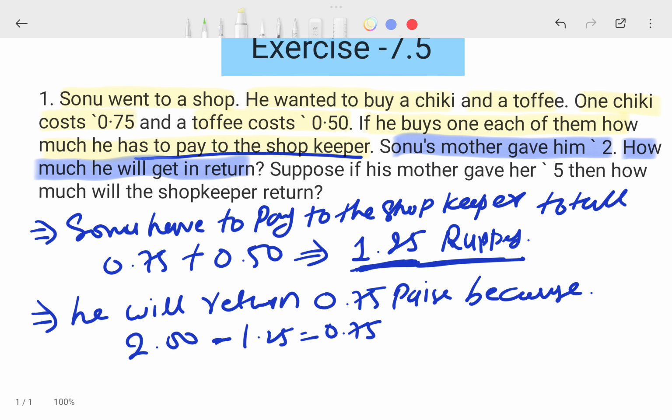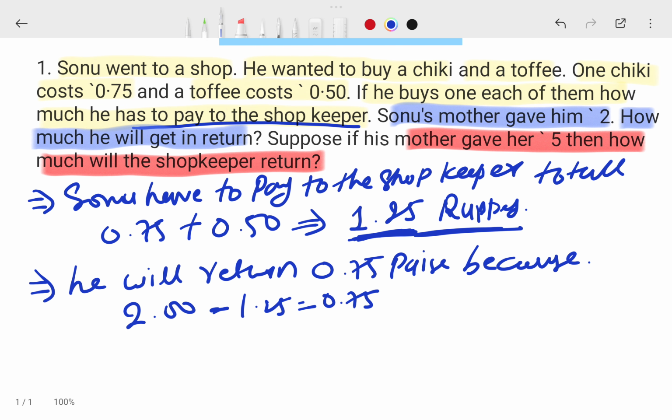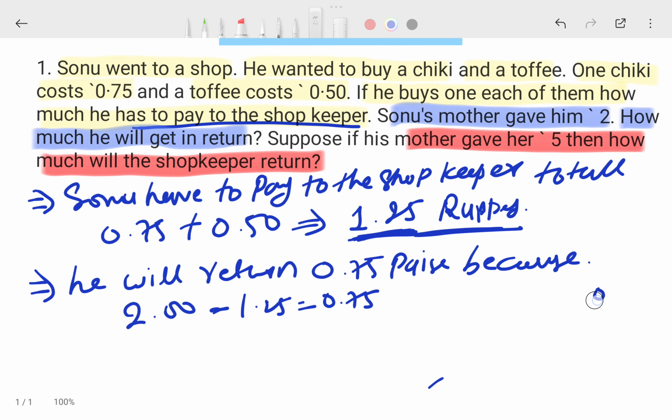Now the third question, what is it telling? Just listen. Suppose his mother gave him 5 rupees, then how much will the shopkeeper return? So let's suppose Sonu's mother gave 5 rupees to Sonu. Let's suppose, apart from 10 rupees, your mother gave 20 rupees to you. So you bought a 2 rupees chocolate, a 5 rupees biscuit, so total price 7 rupees, and your mother gave 20 rupees. You gave 20 rupees to the shopkeeper, so the shopkeeper cut 7 rupees from 20 rupees, so he will return you 13 rupees, right? So now like that also, let's suppose Sonu's mother gave 5 rupees to Sonu.